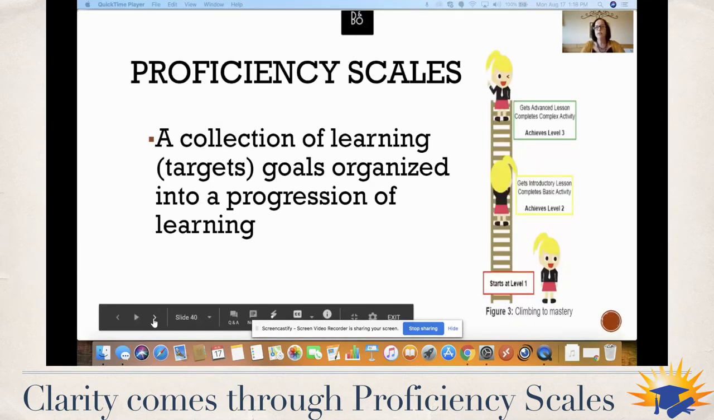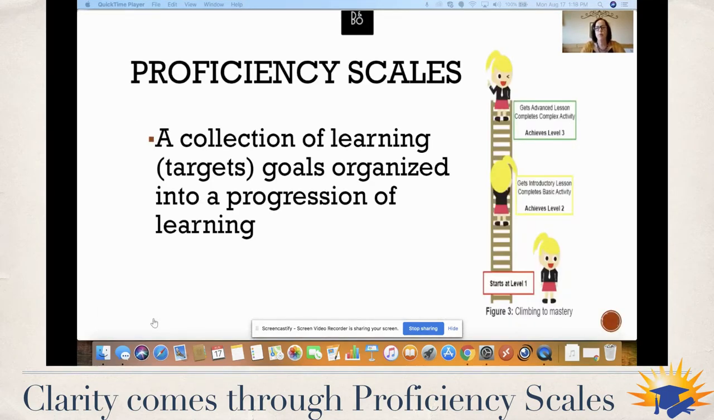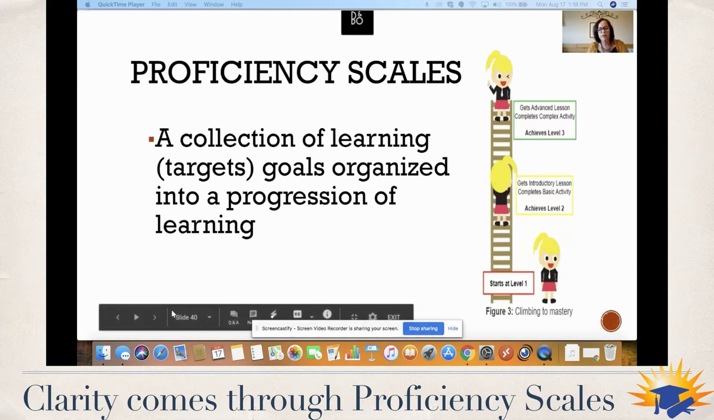So the first thing I want you to think about is, what is a proficiency scale? It's a collection of learning targets or goals organized into a progression of learning. You can think of a student climbing up the stairs. They're here at level one, they're moving to the next level, and the next level, and you're teaching them at the level that they are at. And then they can track and monitor, where am I at in my learning? So proficiency scales is all about knowing where you're at in your learning.